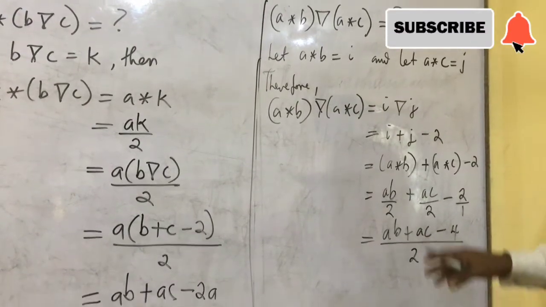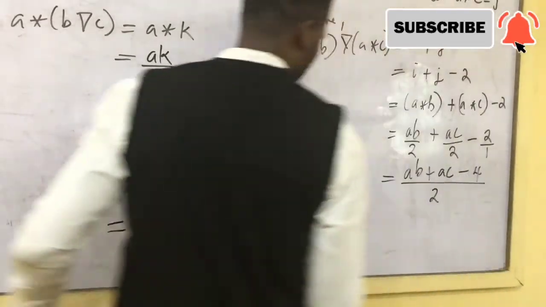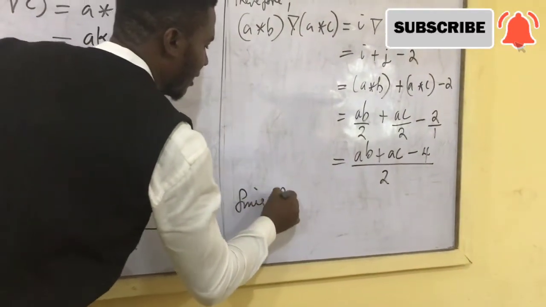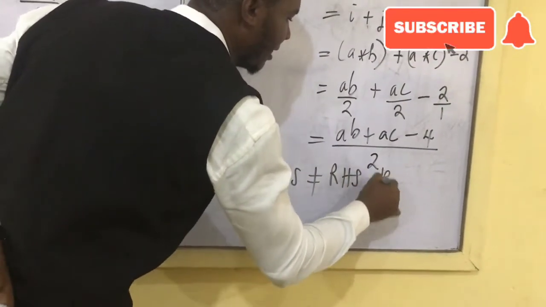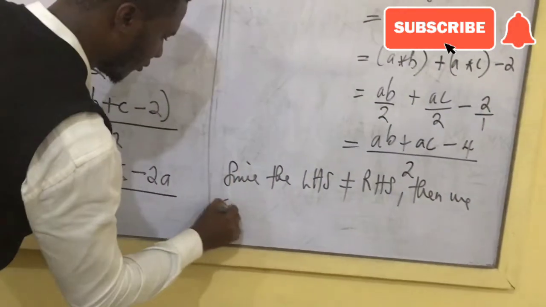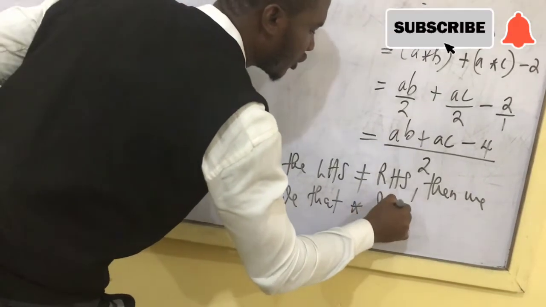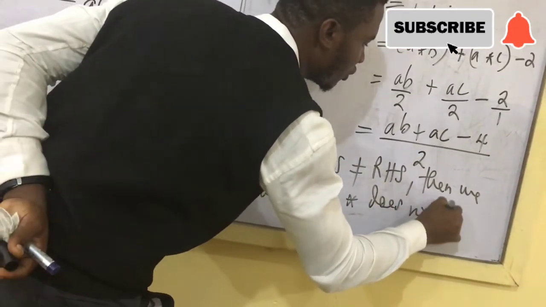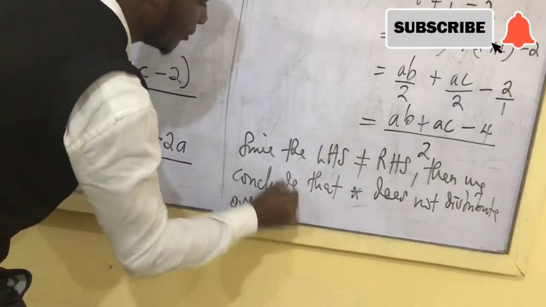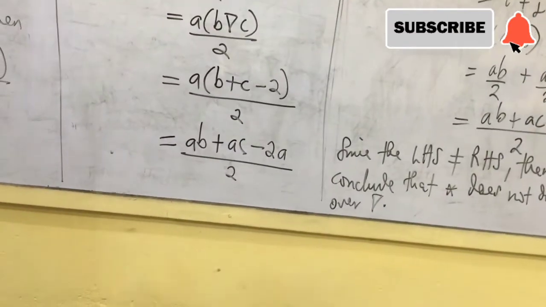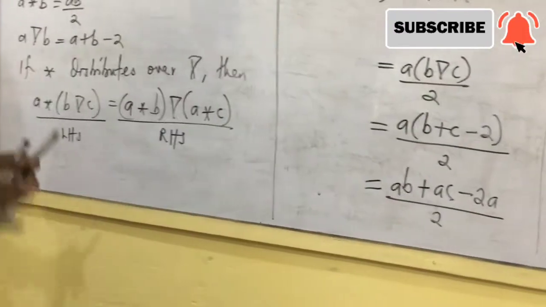Now, notice that the left-hand side result is not the same as the right-hand side result. So we are going to make a conclusion here. Since the left-hand side is not equal to the right-hand side, we conclude that asterisk does not distribute over nabla. Okay? So, since the left-hand side is not equal to the right-hand side, it means that asterisk does not distribute over nabla.